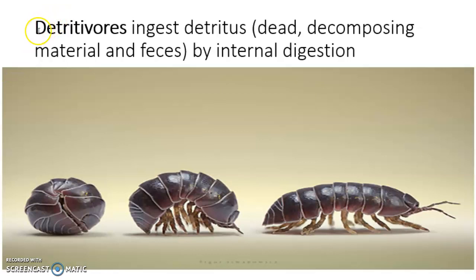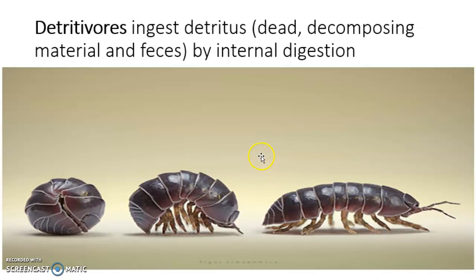Here's an example of a detritivore. Basically, detritivores will eat detritus. This is dead or decomposing material and also feces, and they do this through internal digestion, meaning that they must swallow their food and then digest it. Here's your pillbug or roly-poly. You'll find these living under leaves where there's lots of decomposing material in the soil. They'll eat that decomposing material and some feces, and then their excrement becomes part of the nutrition for the overall ecosystem.